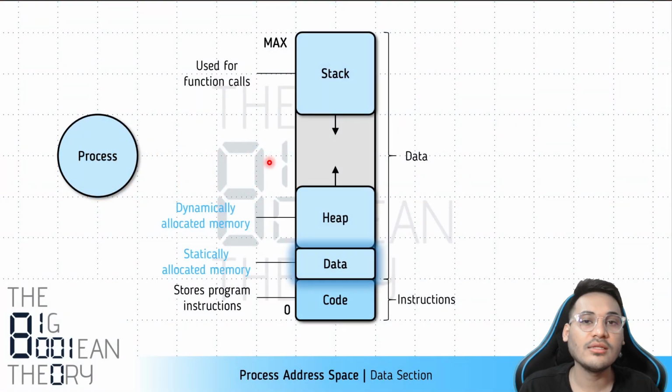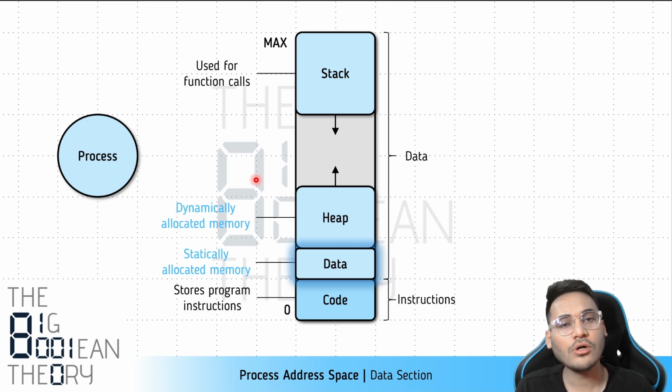So let us start the discussion with this slide. As you can see here, we have the process, and this is the process address space associated with this process. In a previous video we studied what static versus dynamic memory allocation is. We said that the heap section is used for dynamic memory allocations, and the data section stores objects which are statically allocated.